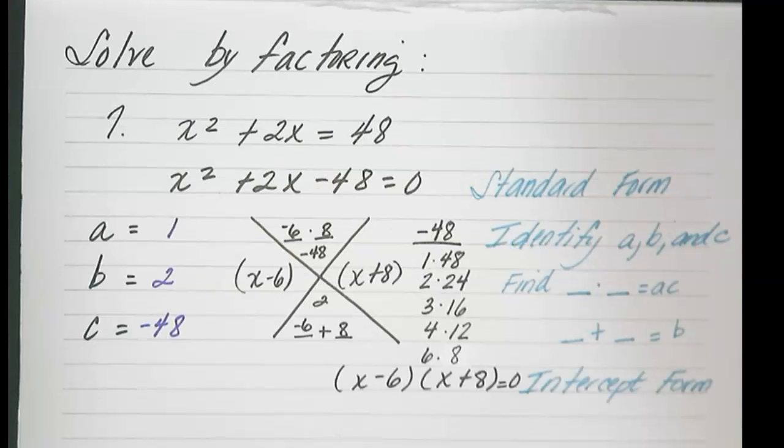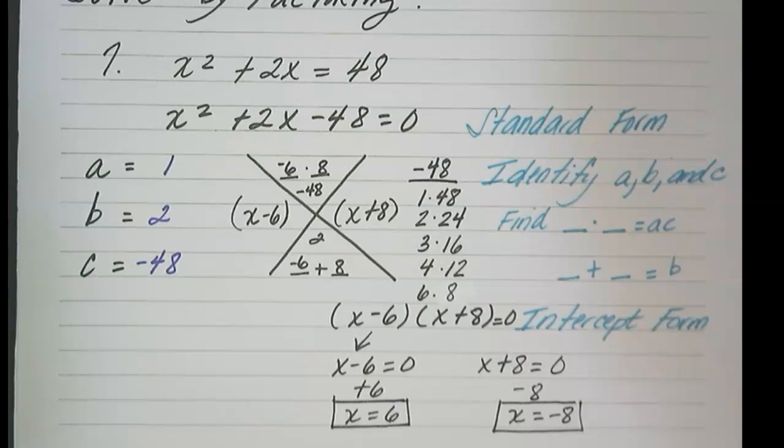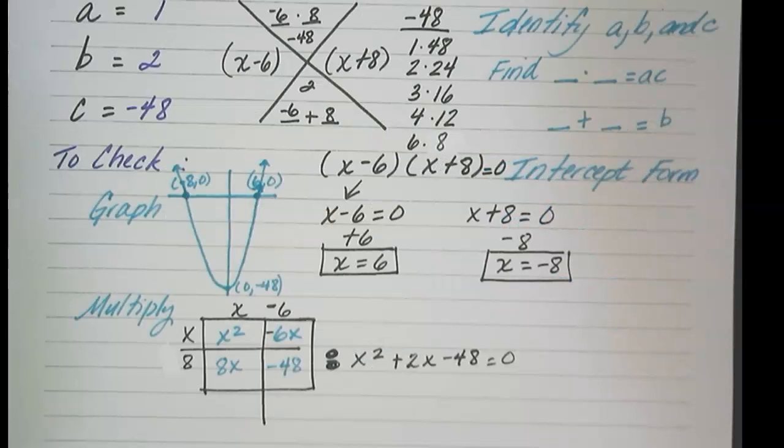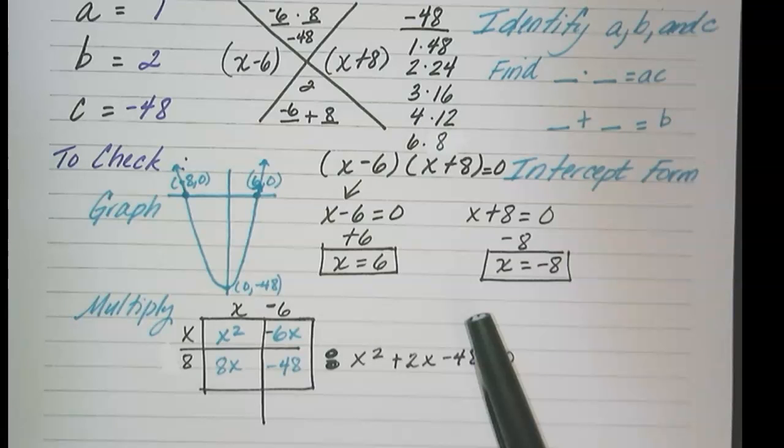Equations in intercept form. Now what should you do? You figured out what your solutions are. How can you check them? Graph to check your solutions, or you can multiply to check your intercept form. Either way. Okay, so you have some practice to do with this. Solving by factoring. If you have any questions, please don't hesitate to ask, people.